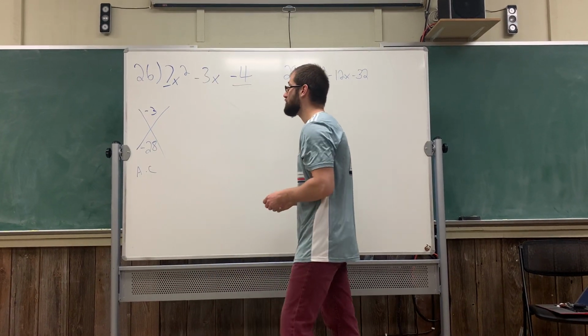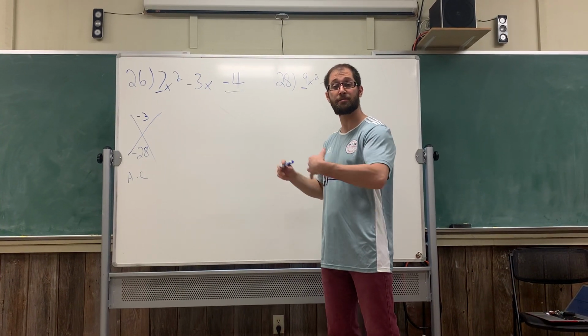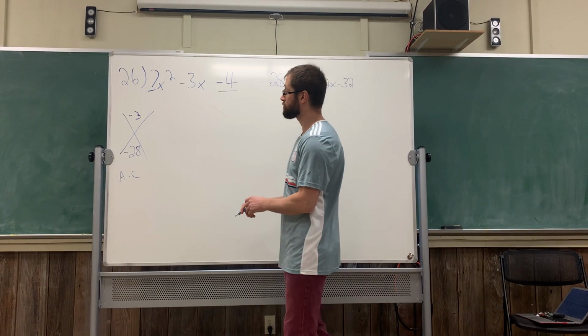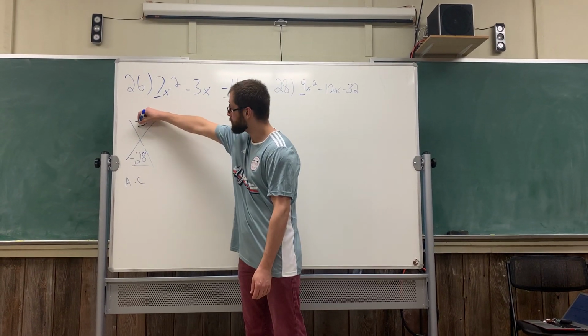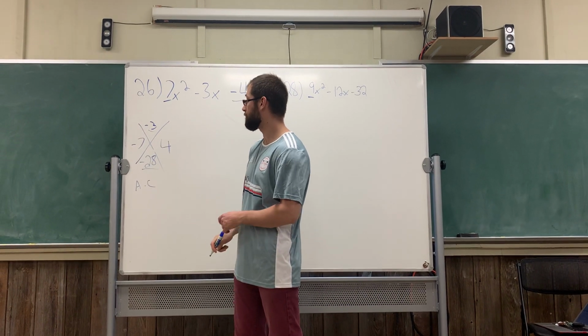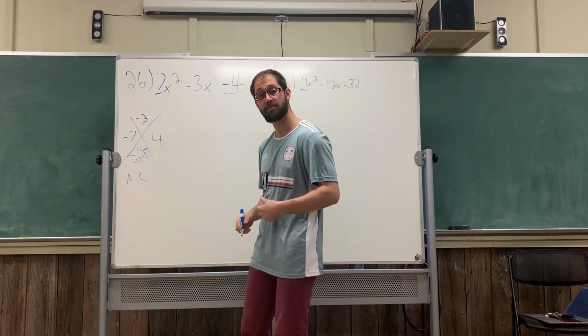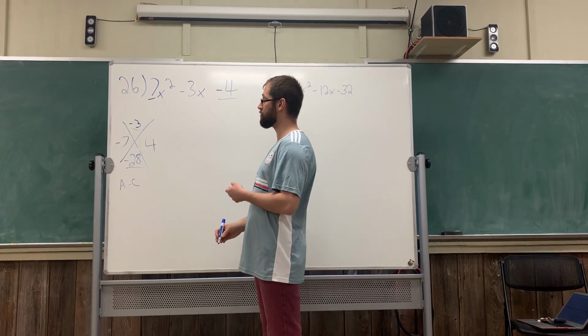So now we have to ask, what multiplies to be negative 28 and adds to be negative 3? Let's try negative 7 and positive 4. Negative 7 times 4 is negative 28. Negative 7 plus 4 is negative 3.